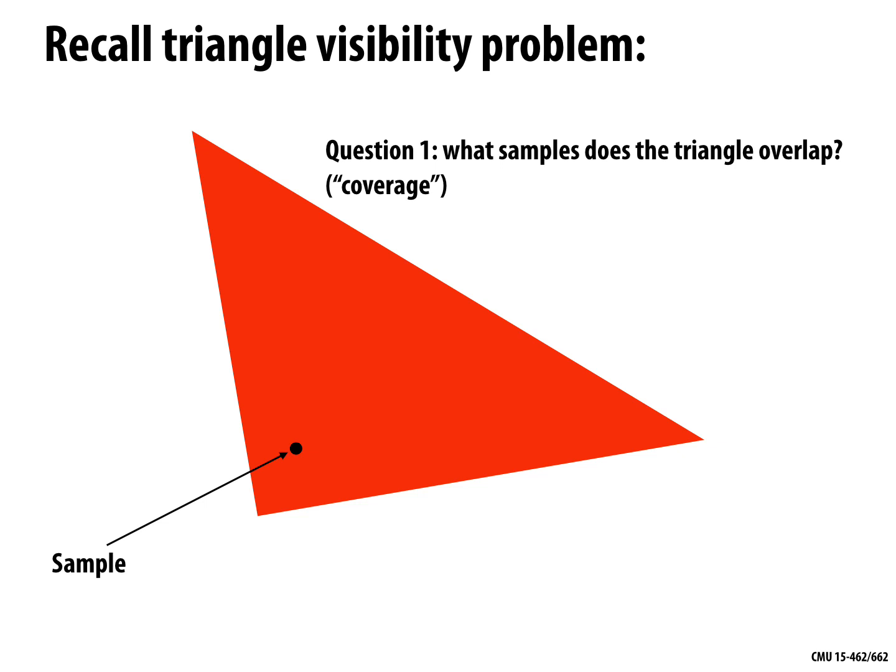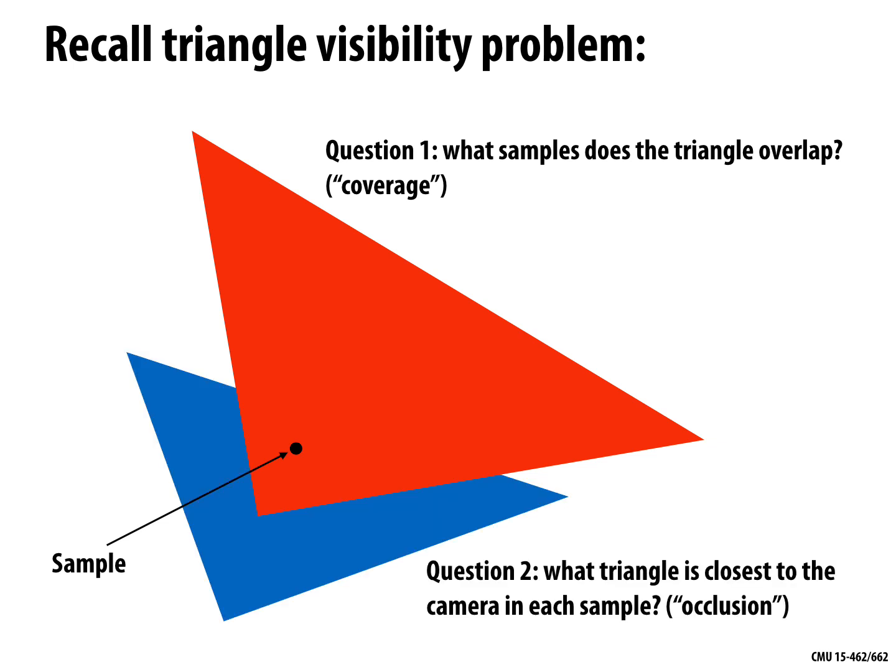So our basic questions, we had two basic questions. One is, we have these triangles in our scene. One basic question is, what samples or what pixels on the screen does the triangle overlap? And that was the problem of coverage. Our second problem is, it's not enough to just know which samples a single triangle overlaps. We also want to know which triangle is closest to the viewer or the camera in each sample. So we had the problem of occlusion.